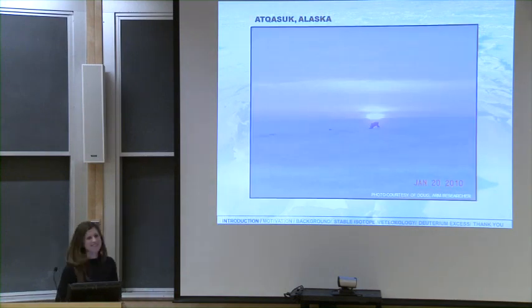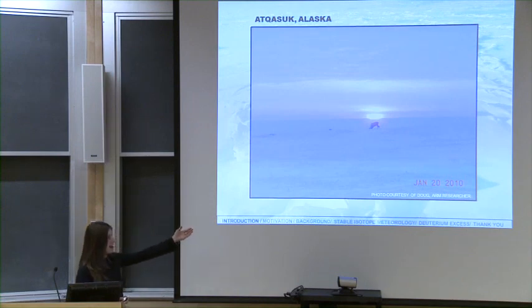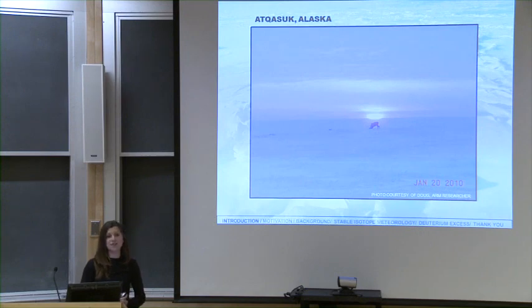So this is one of my favorite photos. It's the inspiration of my research. This is one of my two sites of precipitation collection in Atqasuk, Alaska. This was actually taken by one of my samplers, Doug. That's caribou there.